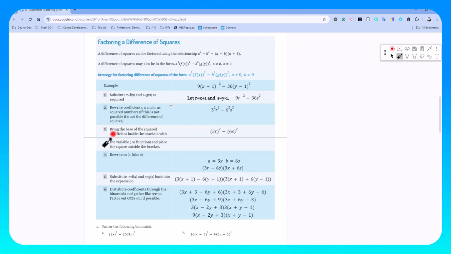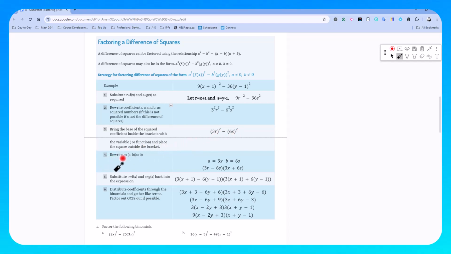The next step is we are going to bring the base of the squared coefficient inside the bracket with the variable and place the square outside the bracket. And this is an exponent rule. (3r)² minus (6s)².